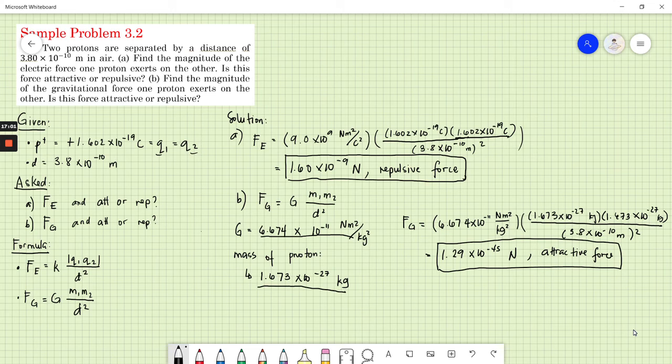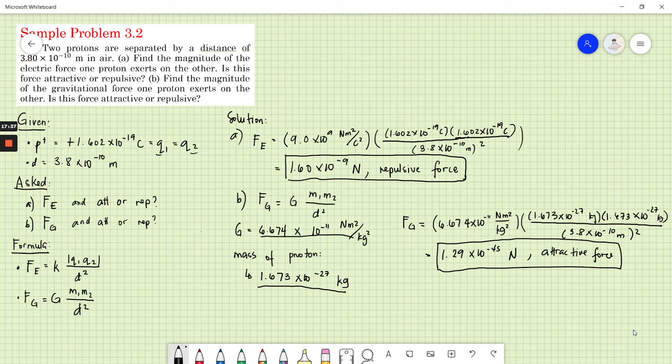So you can actually also use Fg to measure a smaller object, but expect to have a very small number because the force of gravity is proportional to the mass. The higher the mass, the higher the gravity. But since these are very small objects, they are very small in their mass, therefore our Fg is very small. Okay, so that's how we use Fg and Fe, universal gravitational law, and Coulomb's law in order for us to solve these sample problems.